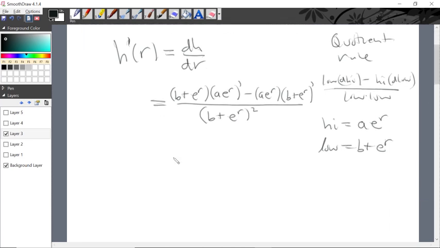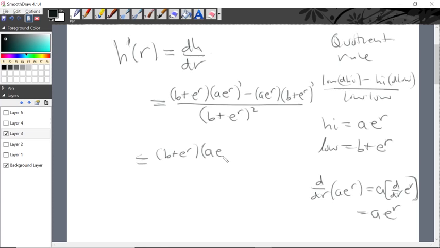So let's find our independent derivatives here. So we have b plus e to the r, and then what is the derivative with respect to r of a e to the r? Well, a is a constant, so we can factor that out, and then take the derivative of e to the r with respect to r, which is just e to the r. So we get a e to the r. Minus, we have a e to the r.